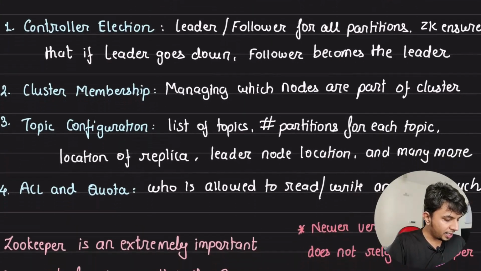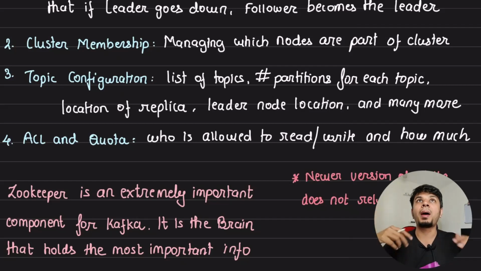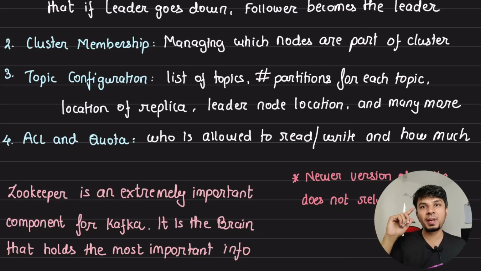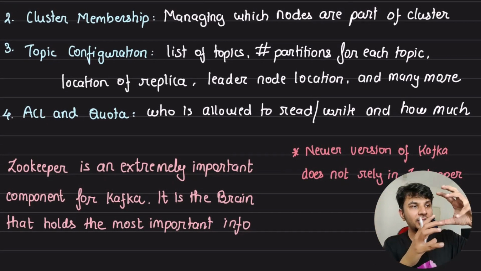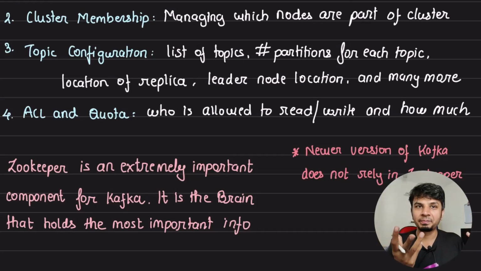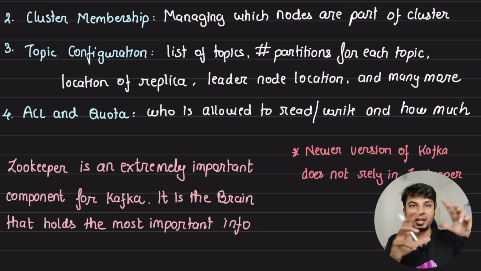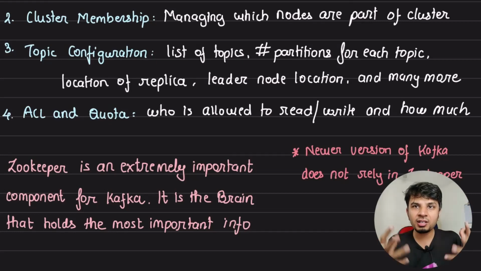Then ACLs and quotas, like who is allowed to read from a partition, who is allowed and how much, is something which is managed by Zookeeper. So all of this information is stored in Zookeeper. Now you see how important Zookeeper is for managing Apache Kafka. It is acting as a brain, as a ringmaster, to hold and manage the entire cluster for us.